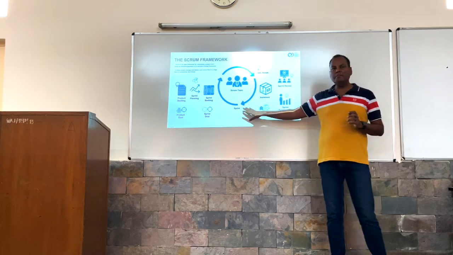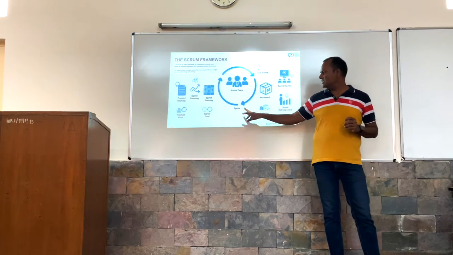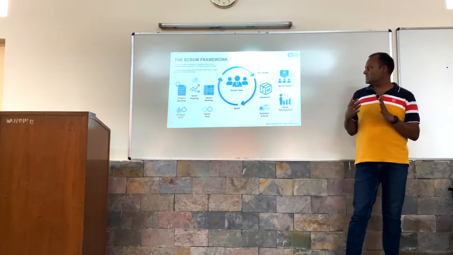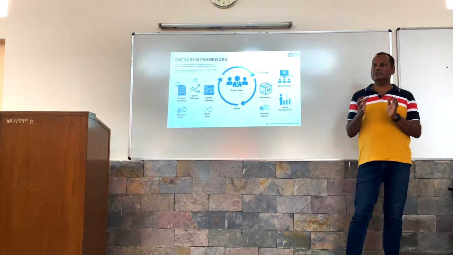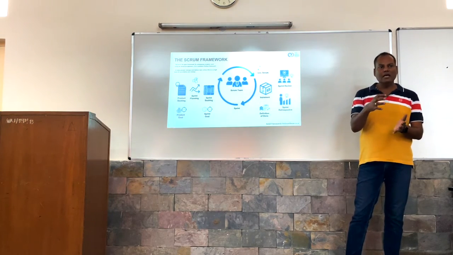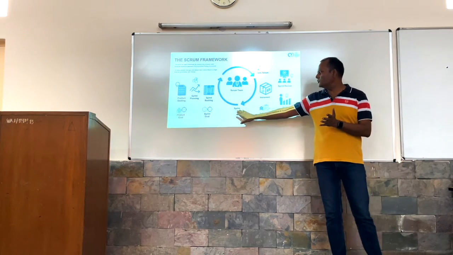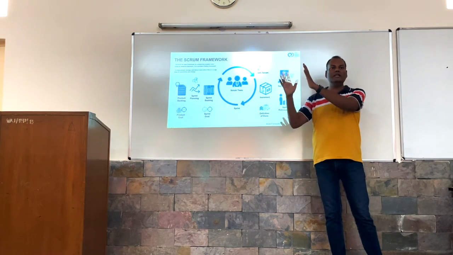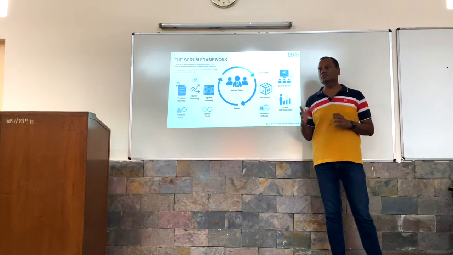If I give my example, in my project, my sprint duration is 2 weeks, 15 days. So, every 15 days, the entire team sits together and works on a set of deliverables. And every 15 days, we need to produce working software. Working software means production-ready software. People can start using that software.